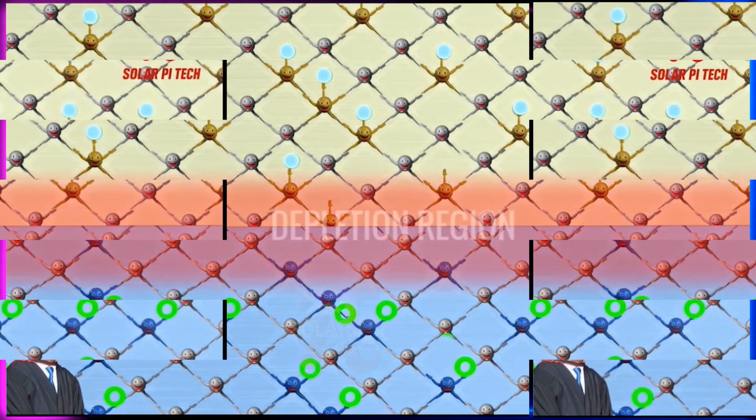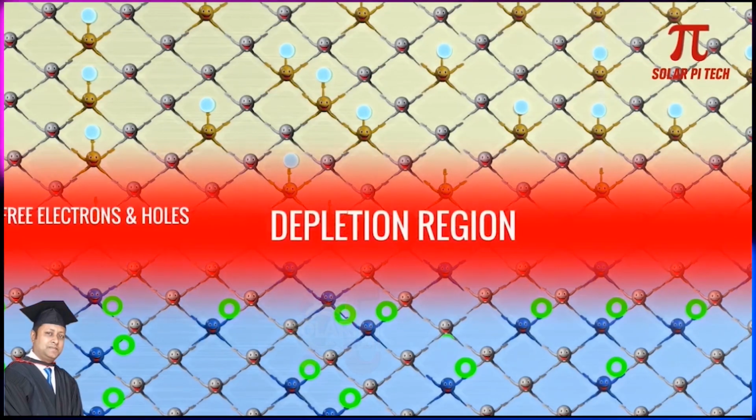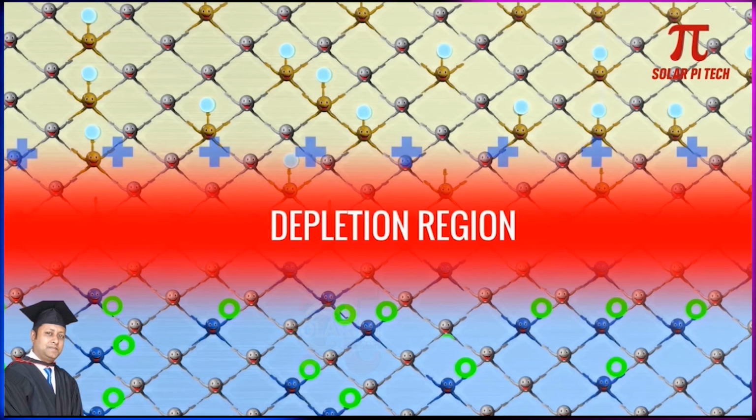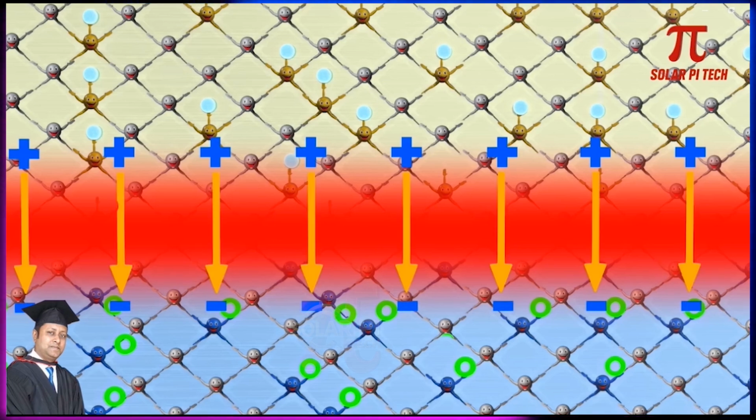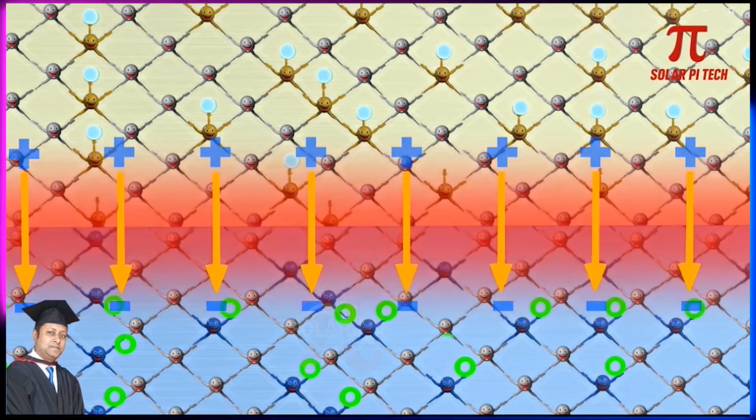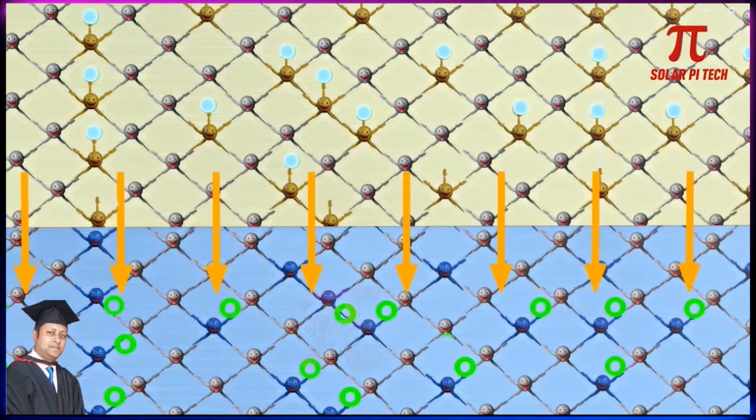This way, a depletion region is formed, where there are no free electrons and holes. Due to the electron migration, the n side boundary becomes slightly positively charged, and the p side becomes negatively charged. An electric field will definitely be formed between these charges. This electric field produces the necessary driving force. Let's see it in detail.